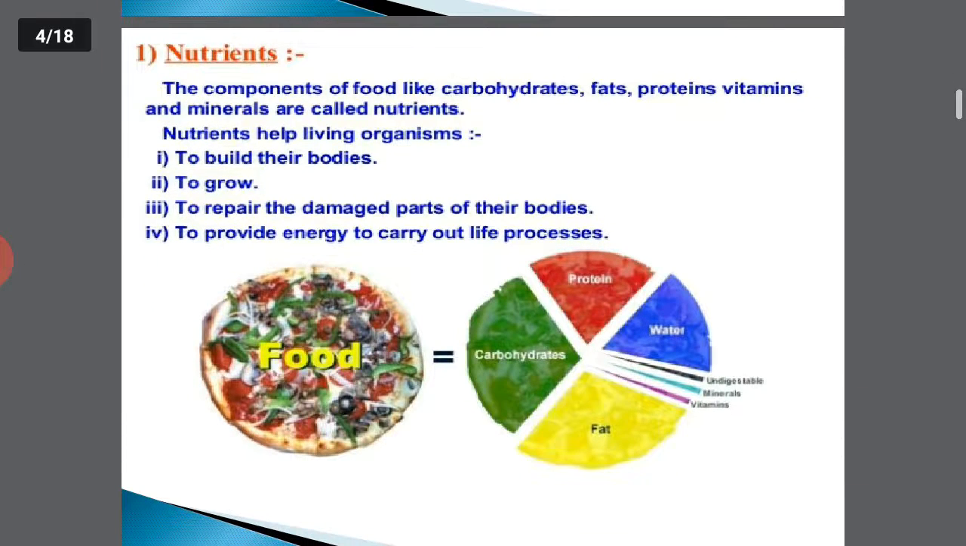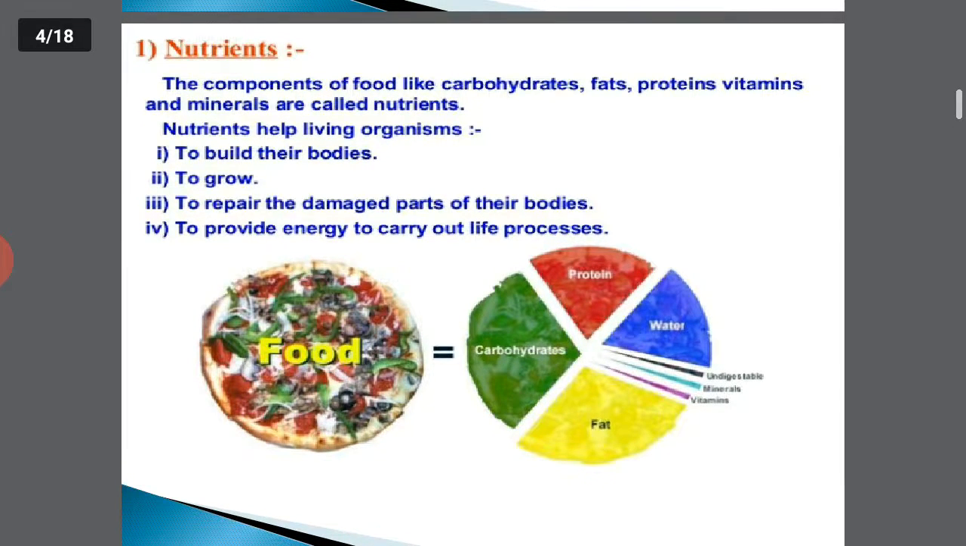See here. What is nutrition? The components of food like carbohydrates, fats, proteins, vitamins, and minerals are called nutrients. Nutrients help living organisms to build their bodies, to grow, to repair the damaged parts of their bodies, and to provide energy to carry out life processes or to do activities of the daytime.